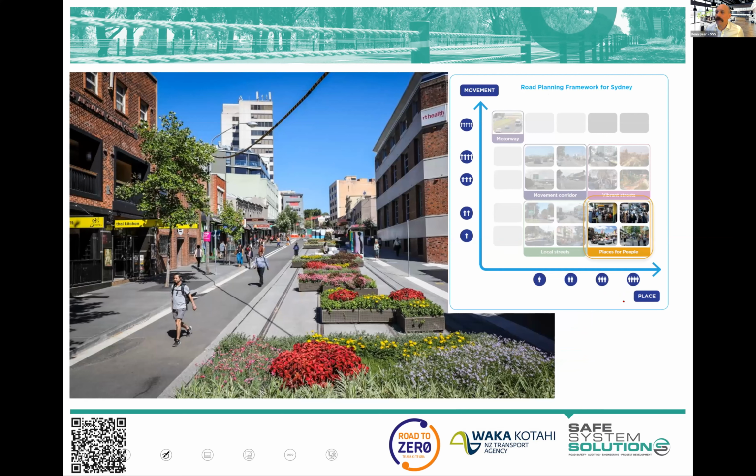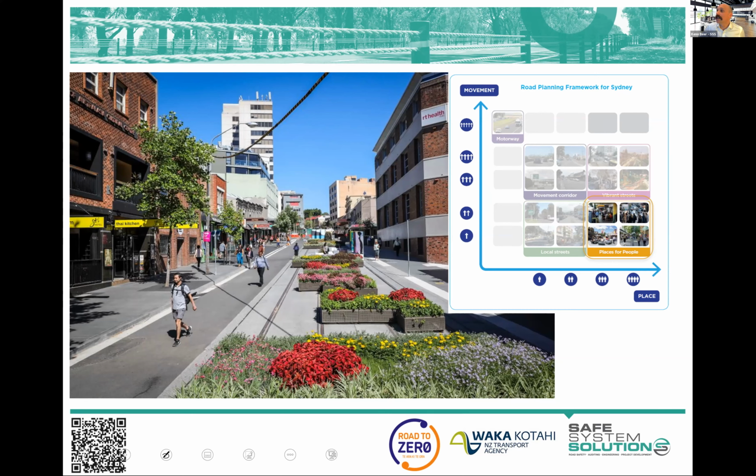So places are, as I said, areas where you're really not expecting large movement of vehicles through. There's a temporary place in Sydney there, but so what I want to do is just a little exercise, and you're going to get your typing fingers out ready to go.